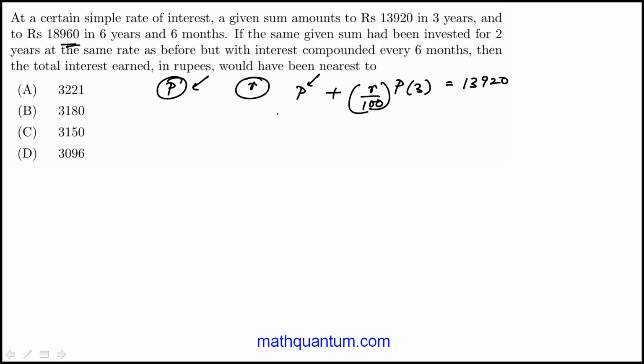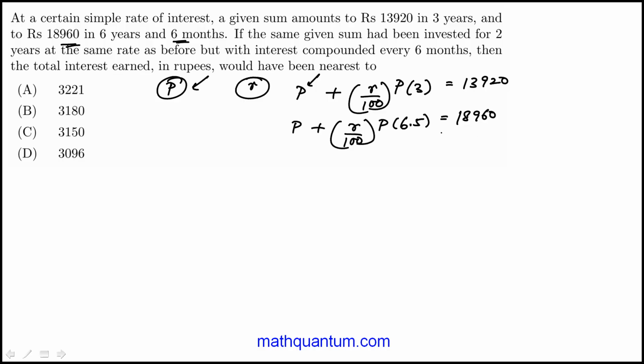For the second period, 6.5 years, 6 years and 6 months, would be P plus, because it's simple interest, we just multiply it by the number of years. So these are my two equations that I can use to solve for P and R.